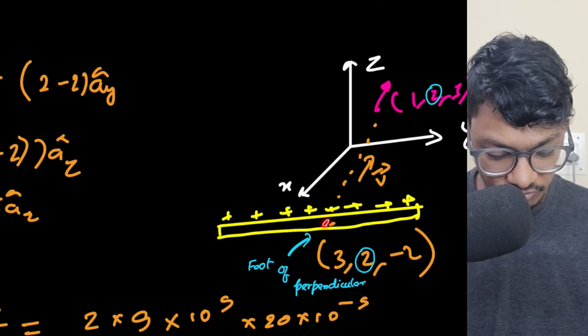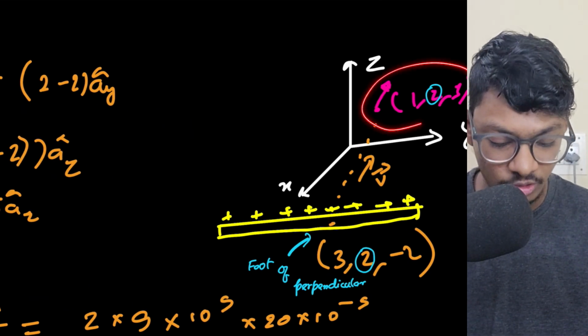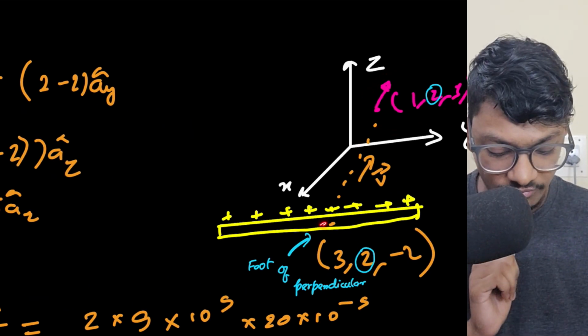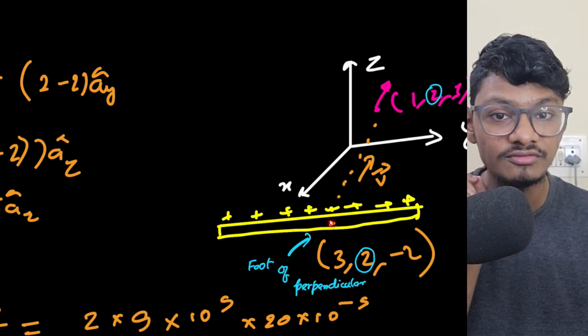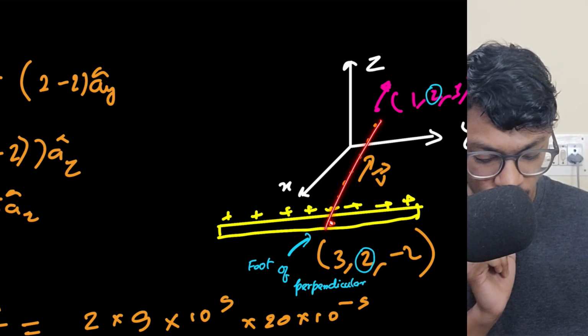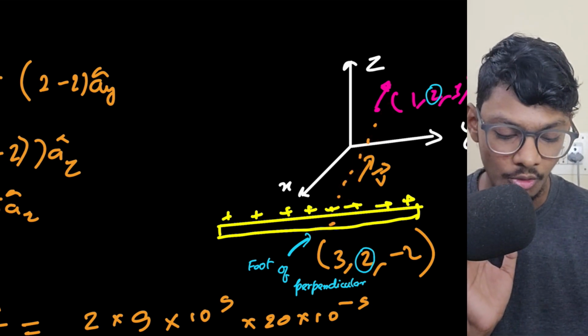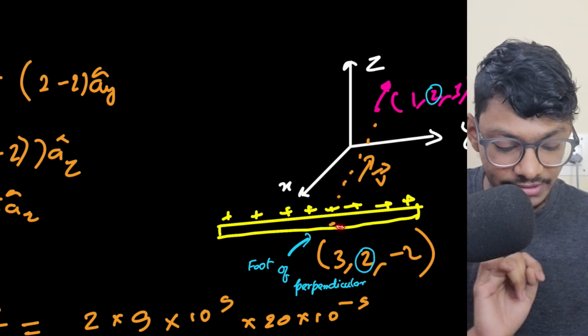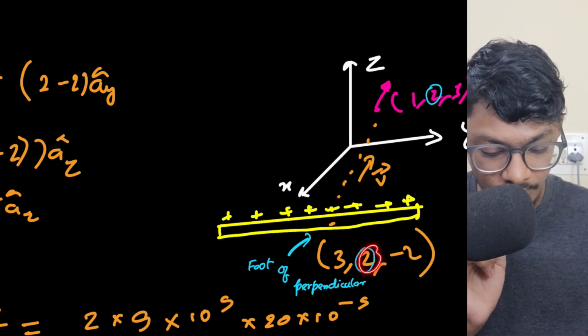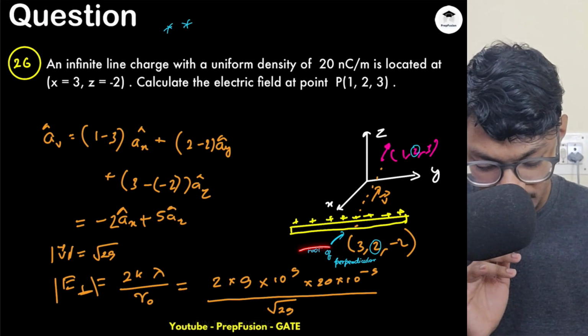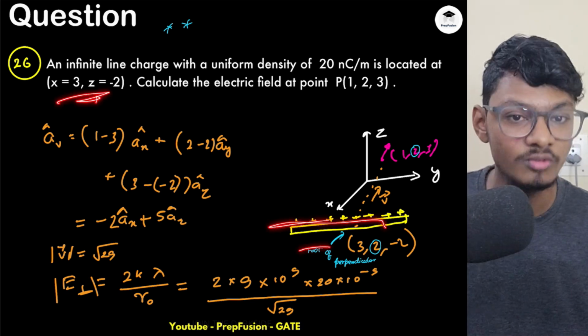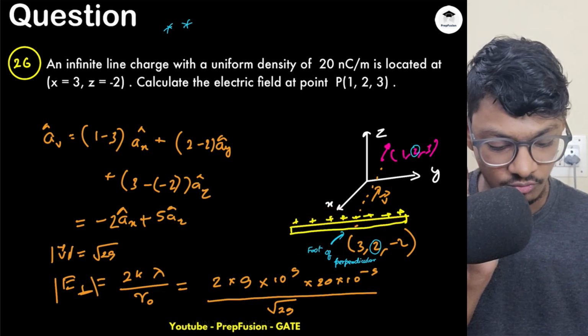So this is the point about which I have to compute the electric field. I have to mark the foot of the perpendicular, so that there is a line joining the foot of the perpendicular and the point. How do I mark it? For the foot of the perpendicular, what you have to understand is that this rod is lying in the xz plane, so y is always varying. I need to fix the y, which will be the middle of this.